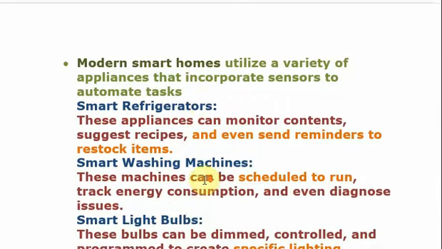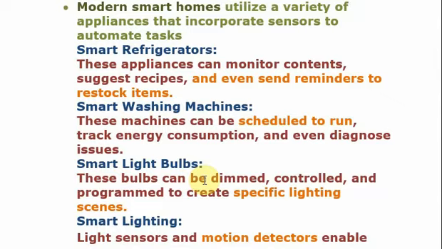Then smartphones aside, now there are a lot of home appliances, right? Fridge, washing machine. Even a fridge can send reminders to restock items. The washing machine, you can set the time to run when the off-peak time arrives, to reduce the electricity bill.